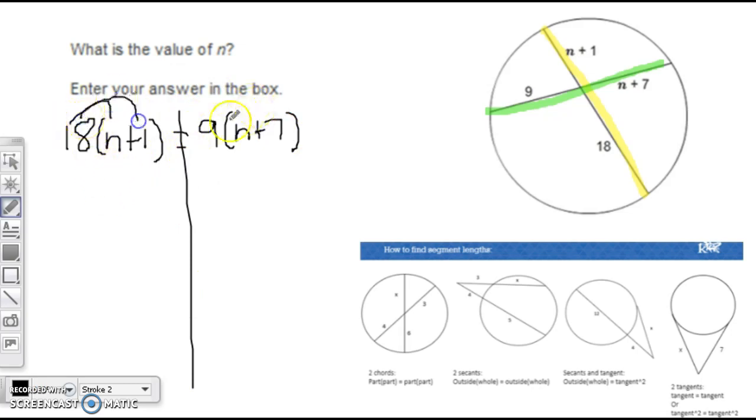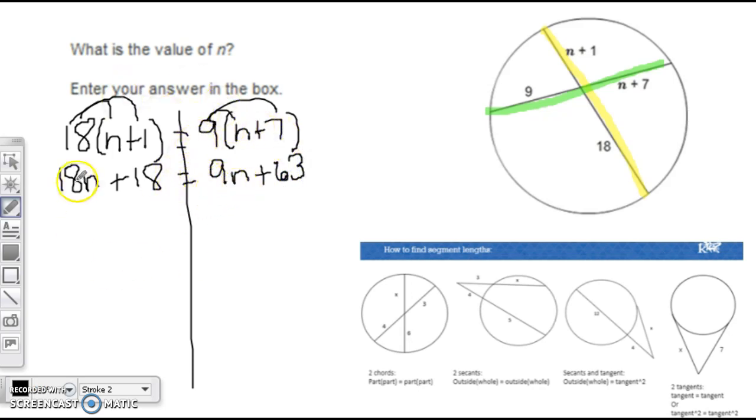We're going to go ahead and distribute 18. 18 times n is 18n, and 18 times 1 is 18. We're going to do the same thing over here. We're going to distribute it. 9 times n is 9n, and 9 times 7 is 63. I had to really think about that for a second. Let me double check that. I'm having a moment. Yeah, okay, it is 63.